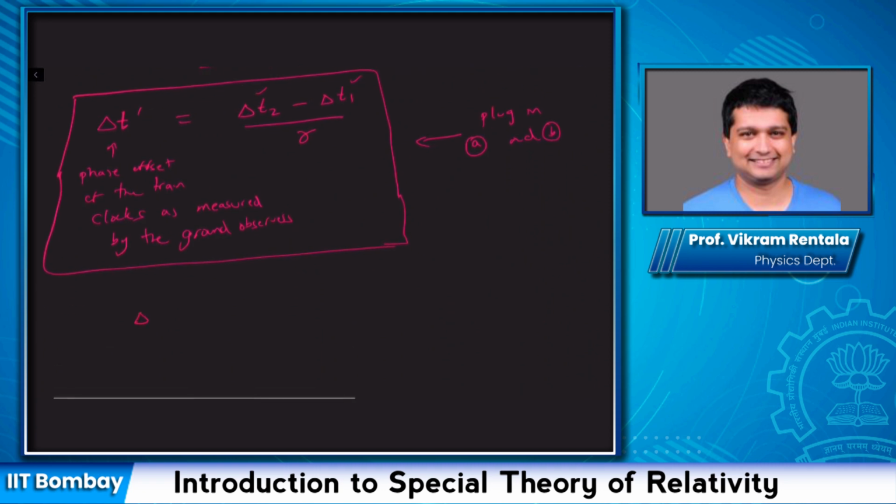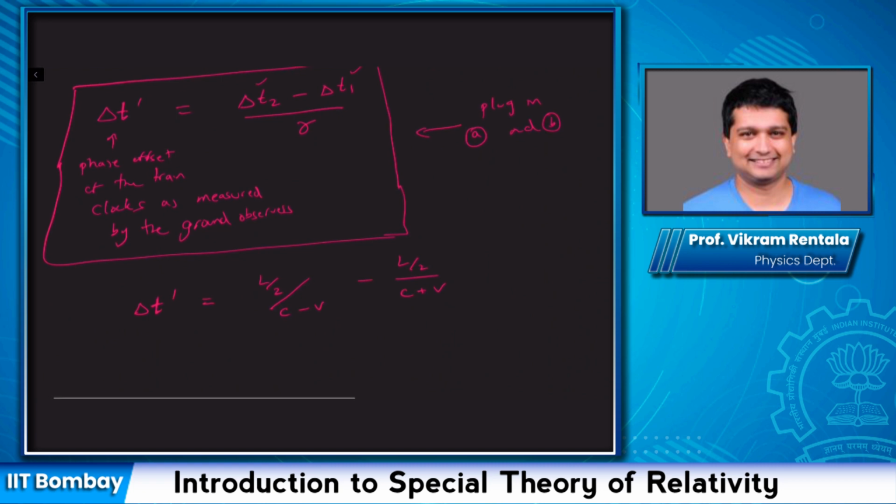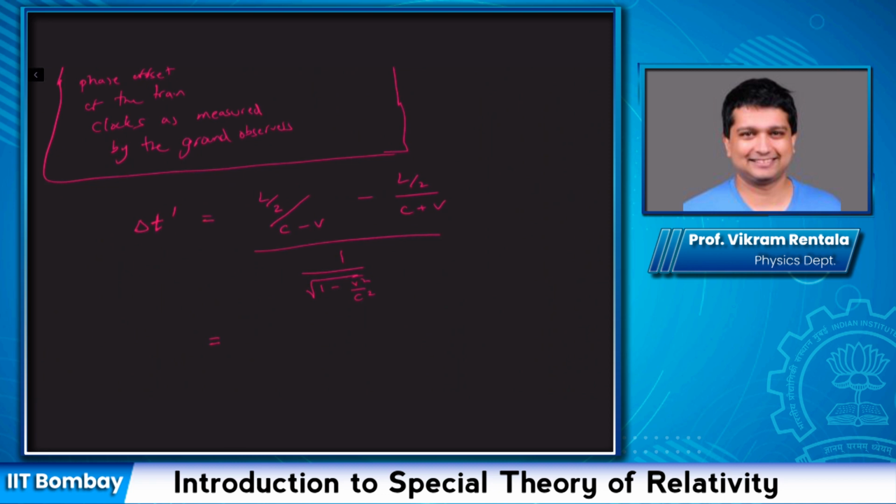And what we would get is that the phase offset between the clocks on the train as seen by observers on the ground would be equal to L over 2 divided by C minus V minus L over 2 divided by C plus V, and the whole thing divided by gamma, which is 1 over the square root of 1 minus V square by C square. And so we can write this as L over 2 times C plus V minus C minus V, over C square minus V square. And since this is divided by a fraction, we can write this as 1 minus V square over C square.